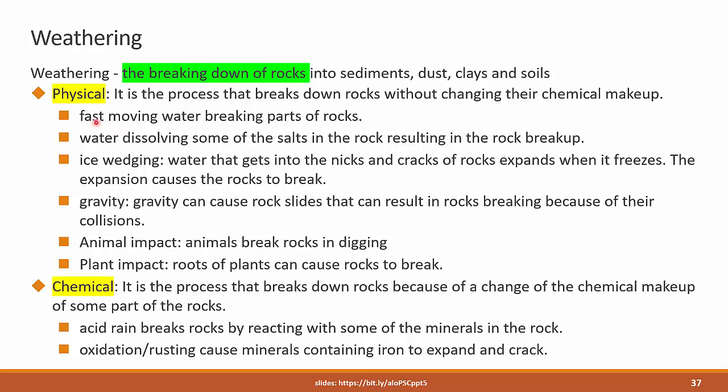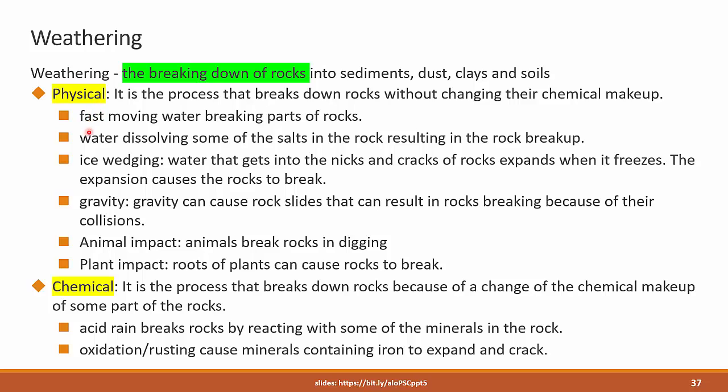Examples of physical weathering can happen when fast-moving water breaks parts of rocks. Think of the river rock that you can buy from landscaping stores. They are smooth. Why are they smooth? Because the outside of those rocks was broken down by the fast-moving water of the rivers.